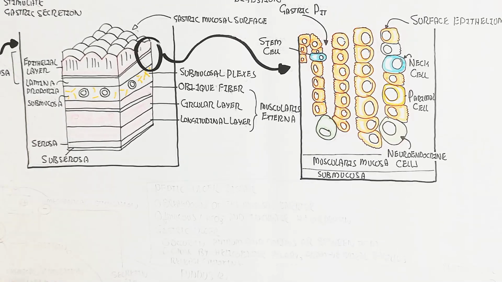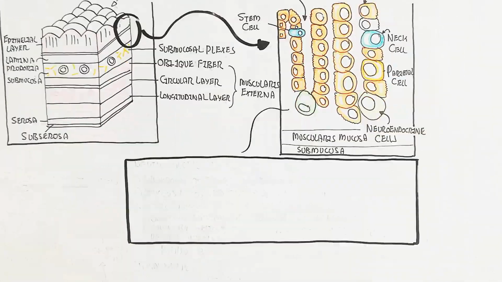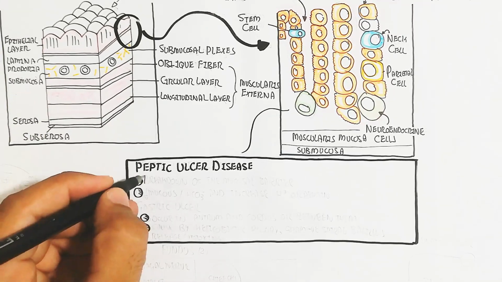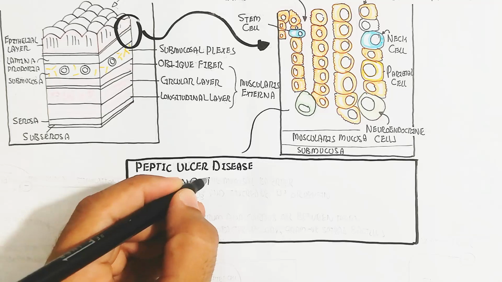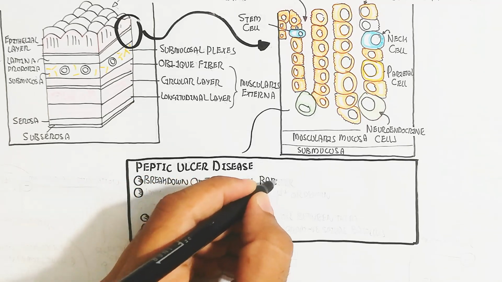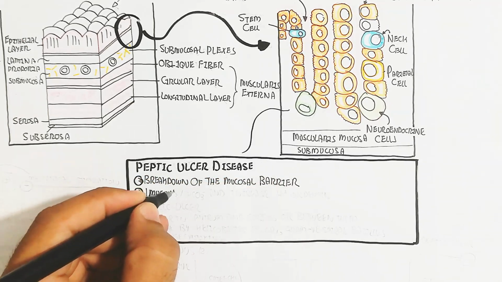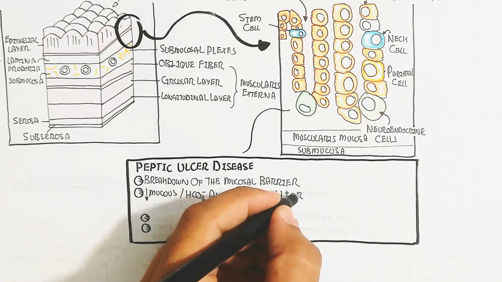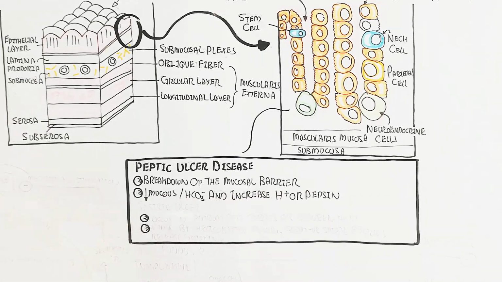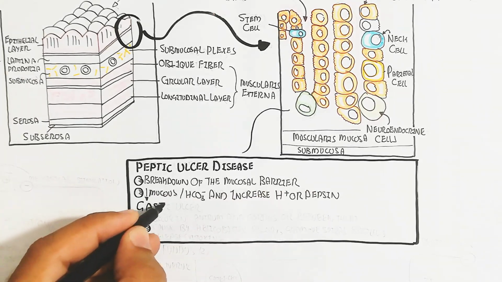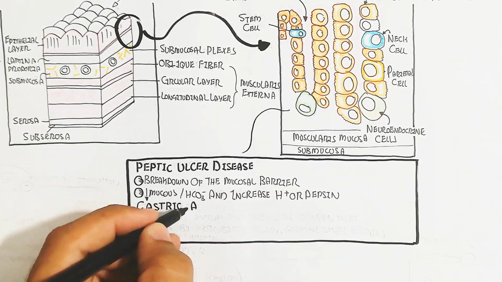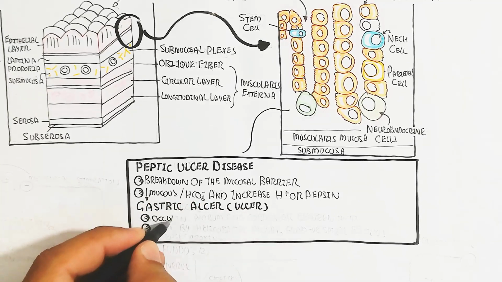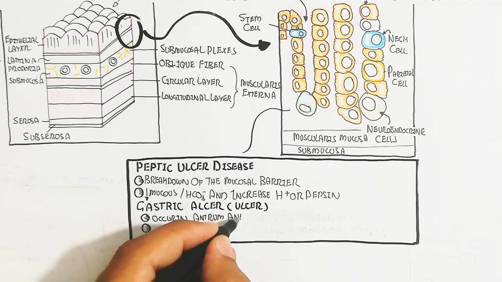Let's understand peptic ulcer first. What is peptic ulcer disease? Peptic ulcer disease is a breakdown of the mucosal barrier, in which the mucus-producing cells, neck cells or other types, and the surface epithelium will be damaged. Chemical injury leads to decreased mucus production and bicarbonate, and increased acid or pepsin, which leads to gastric peptic ulcer.